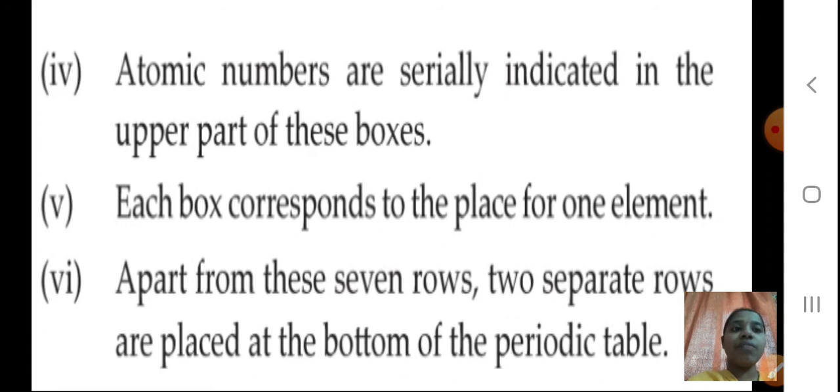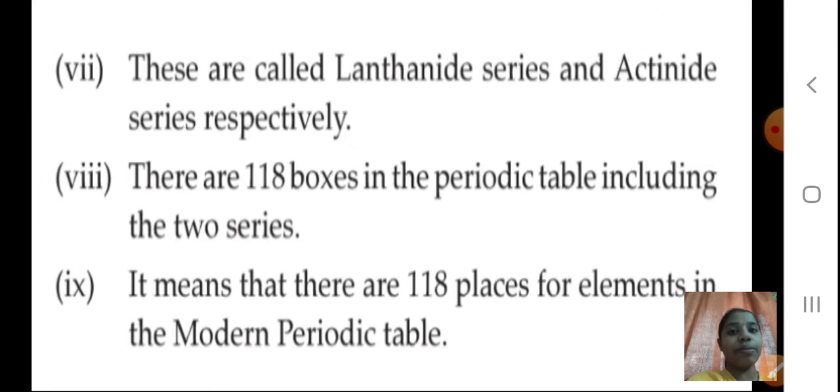Apart from these 7 rows, 2 separate rows are placed at the bottom of the periodic table. Yes, you have seen a periodic table. So what do we call them? These are called the lanthanide series and actinide series respectively. There are 118 boxes in the periodic table including the 2 series. It means that there are 118 places for the elements in the modern periodic table.